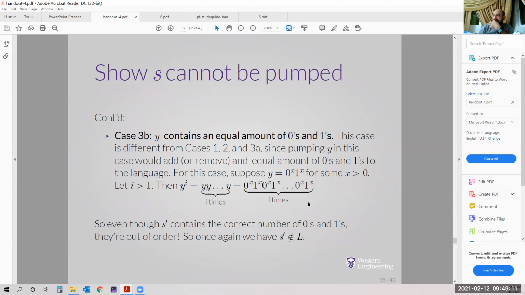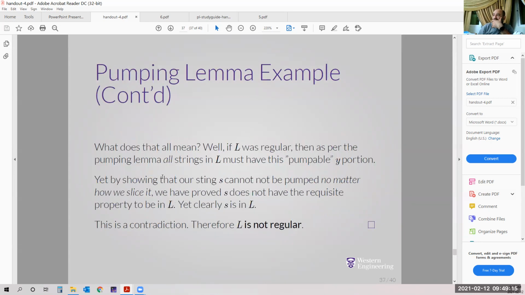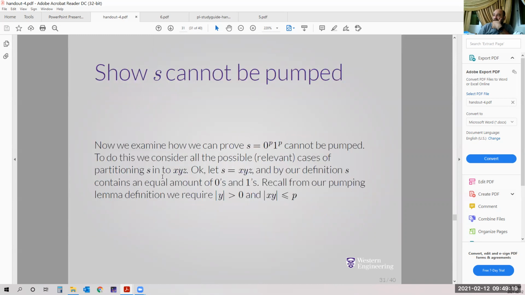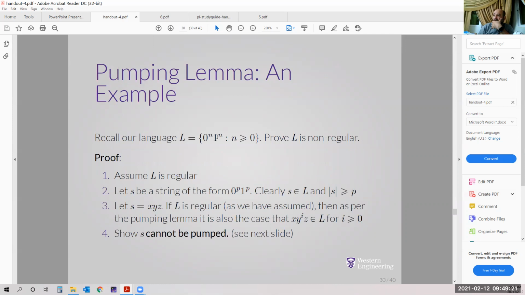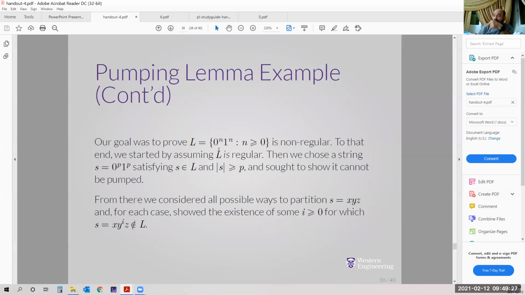It has some comments, but we will have it in the class notes. This example proves that the language 0 to the power n, 1 to the power n, where n is greater or equal to 0, is not a regular language. Then we will arrive at the proof. We will prove it right now.